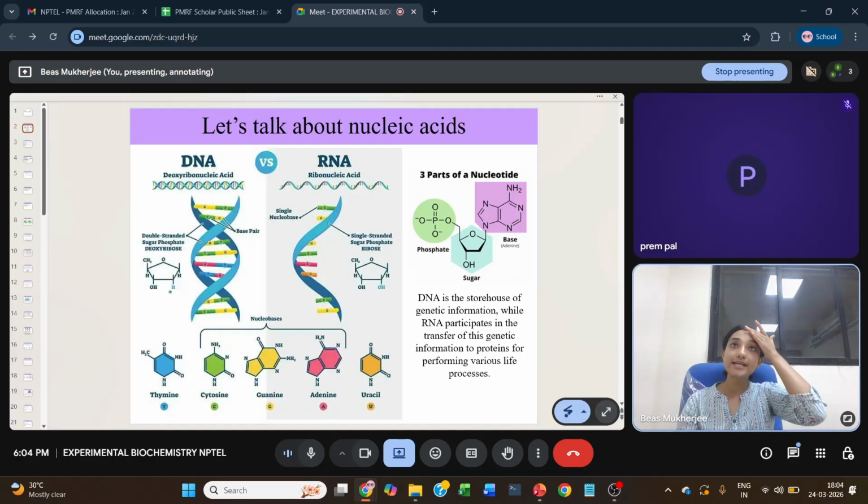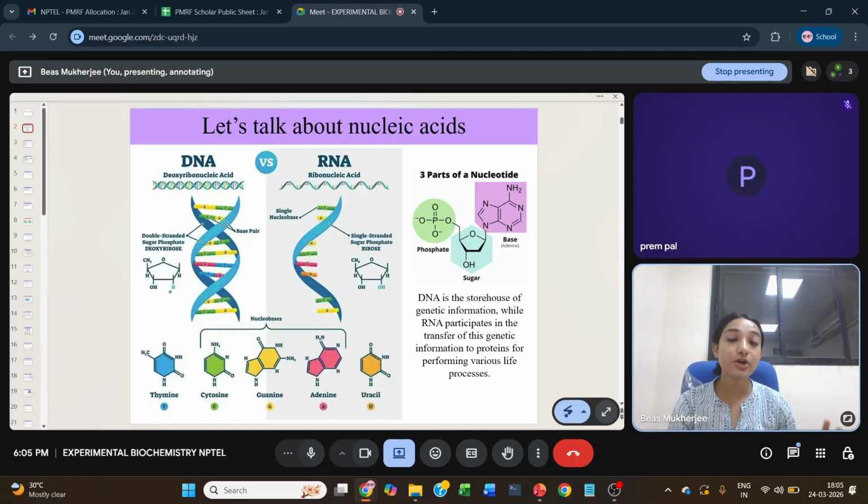Now initially there is this RNA world hypothesis where people argued that initially it was RNA that was formed, and initially all genetic material was possibly present only in that RNA. But later on, as evolution went by, DNA evolved to be the more stable molecule, and so now in our bodies we have all the genetic information stored in DNA.